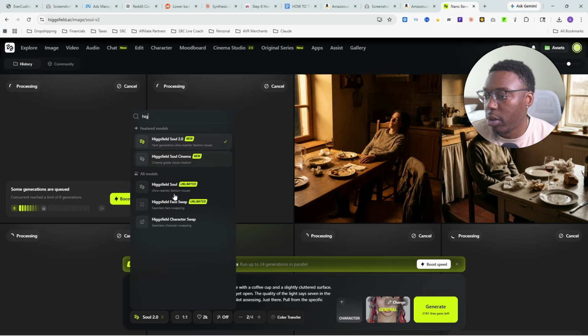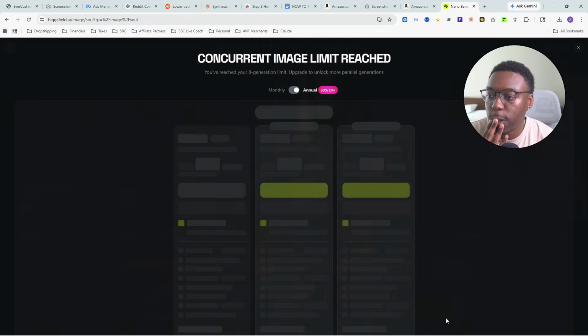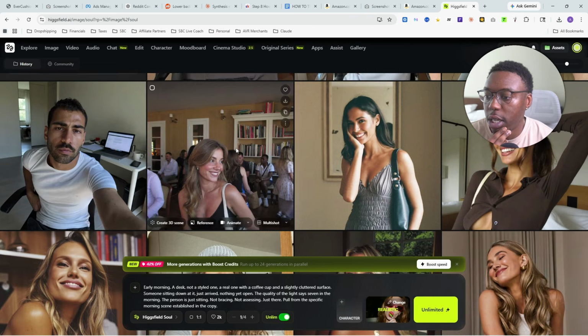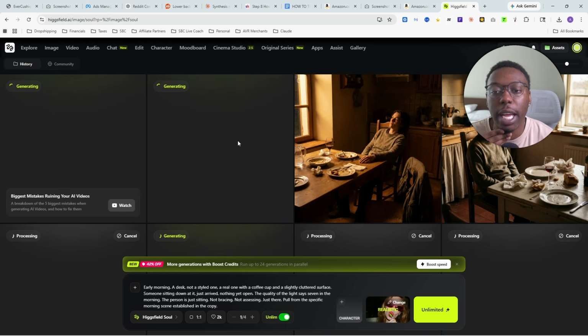I didn't mean to do 2.0 Soul. I meant to do regular Soul. So let's do that. Oh, I have too many concurrent things going on. Yeah, so let's let these generate here. I just throw a ton of prompts in and then pick my images based off of that. And I'll reread the stories and see which images best align with what story I'm generating.